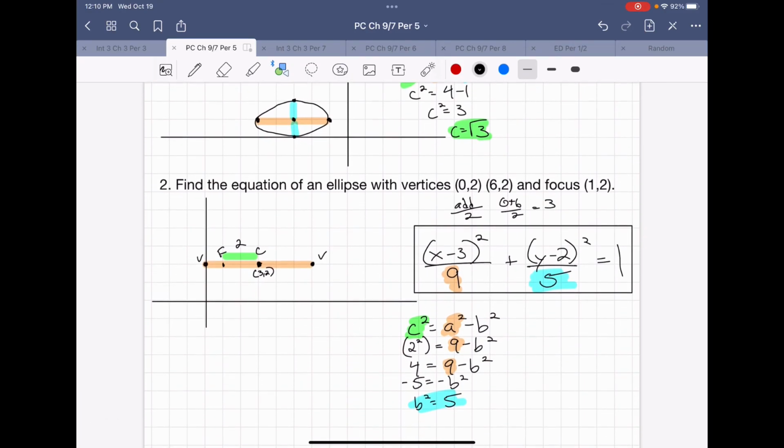That's all we have for ellipses. Tonight you'll learn about hyperbolas. They're very, very similar. And then I will see you next week, and I hope you guys are doing well.